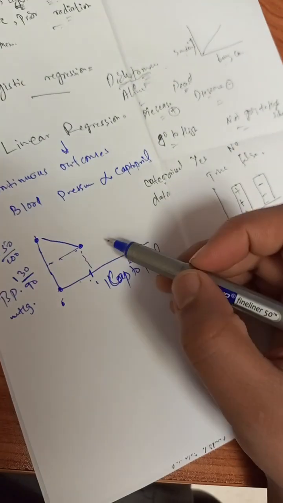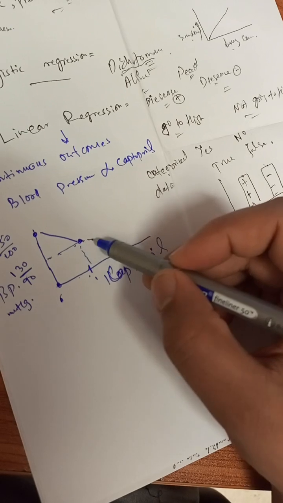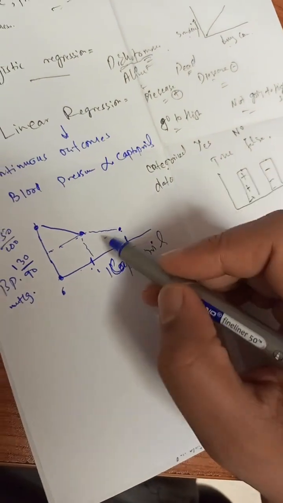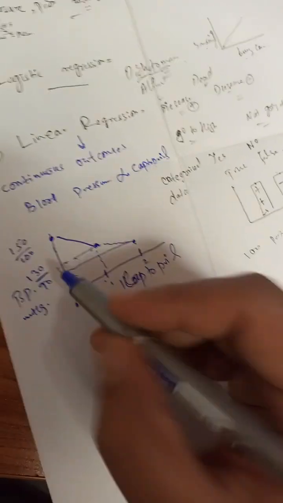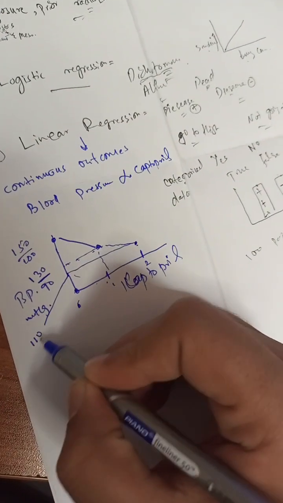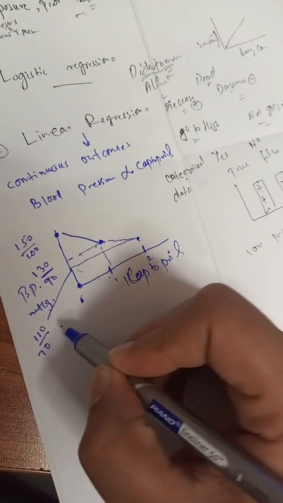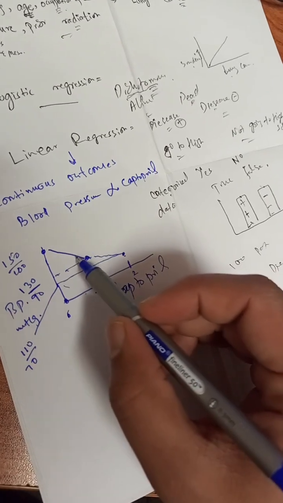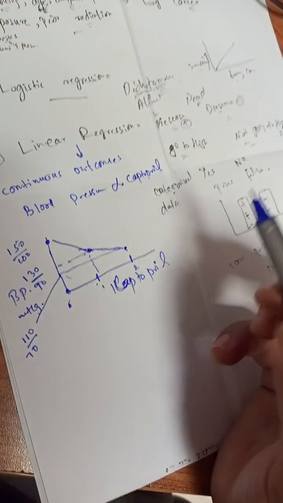Now, if this patient takes another tablet after 20-30 minutes, the blood pressure will fall further, and at this point we measure the blood pressure, it will be around 110 or 70 millimeters of mercury. So this graph shows us a linear, continuous variable.